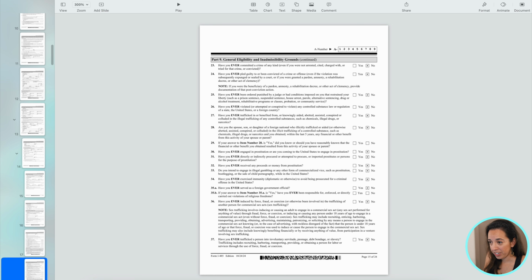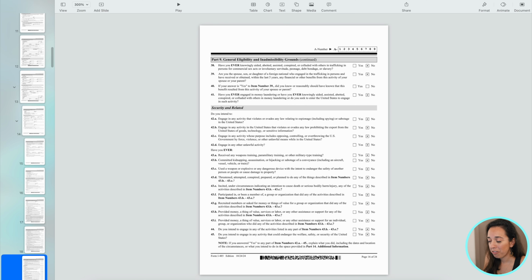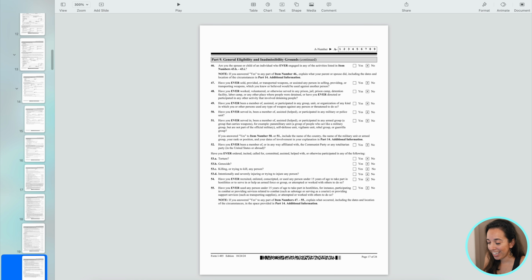Here is page 15, and as you can see in our answers, we read through them and just selected either yes or no, or left some items blank that weren't actually relevant to us. We did the same here for page 16. And once again here for page 17.